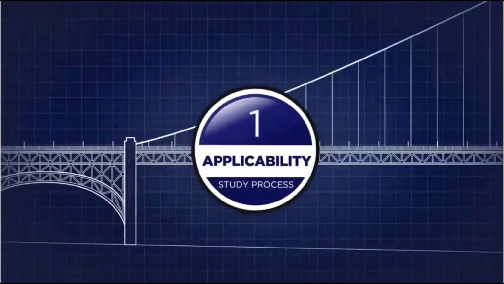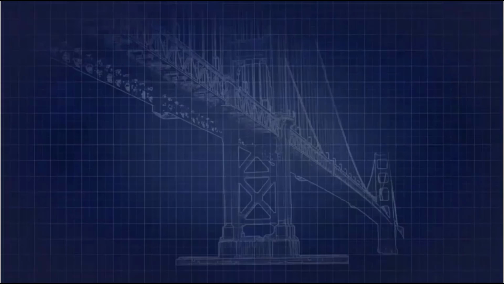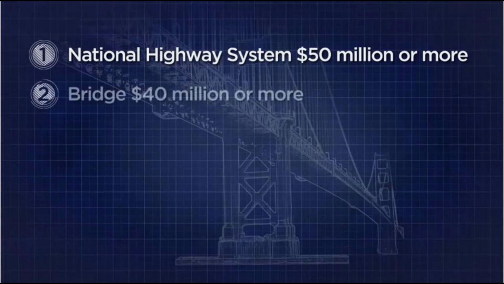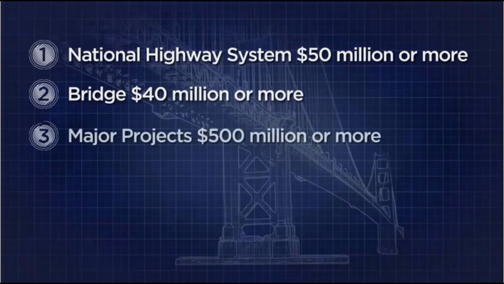A value engineering study is required on any federal aid project under the following circumstances. The project is located on the National Highway System and has an estimated total cost of $50 million or more. The project is considered a bridge project located on the National Highway System with an estimated cost of $40 million or more. The project is considered a major project located on or off the National Highway System with a total cost of $500 million or more.